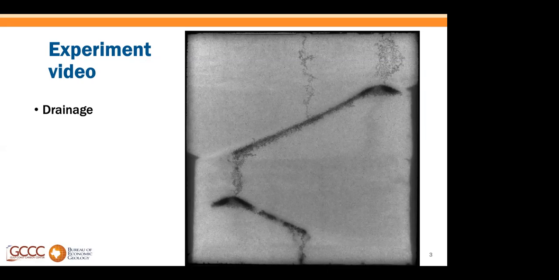Fantastic. I also don't want to neglect the presence of Dr. Meckel, who is here with us too. He's a world-class researcher in CO2 sequestration, and he has a center here at the University of Texas and the Bureau of Economic Geology. So, Dr. Meckel, if you would like to tell us a little bit more about all the cool research besides these pore scale studies that you do, that will be fantastic.